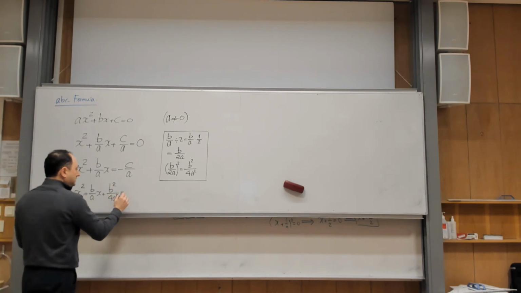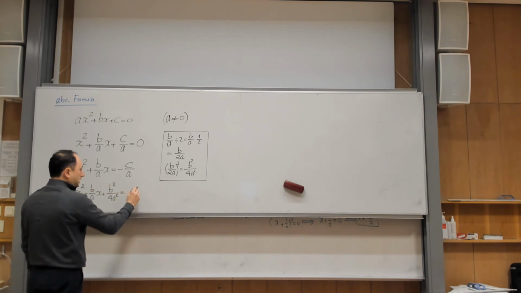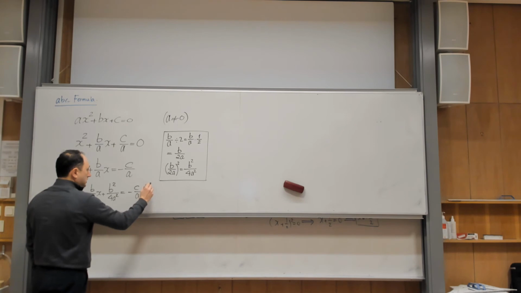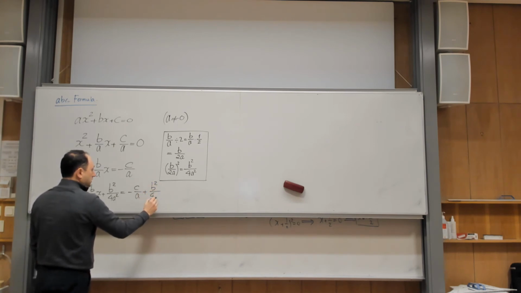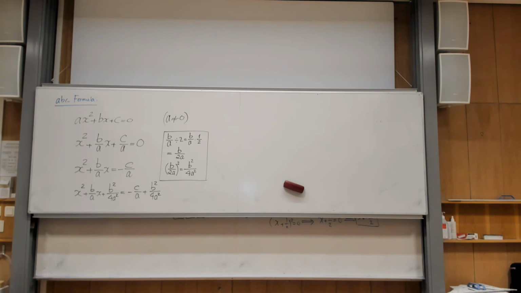I have to add the same thing to the right hand side as well. So this becomes minus c over a plus b squared over 4a squared. So you see, I am exactly following the same method, but this time I am working algebraically. I am working with letters and variables rather than numbers, yes? No questions so far? Okay, so hopefully you realize the pattern here.